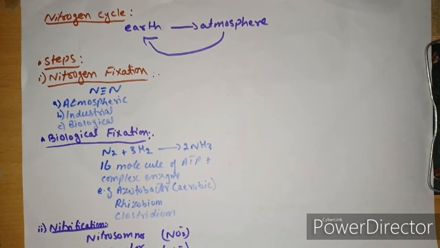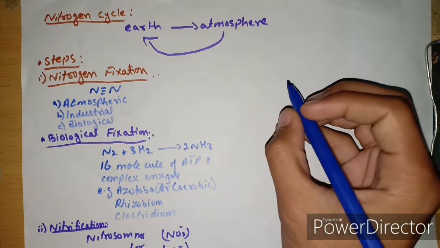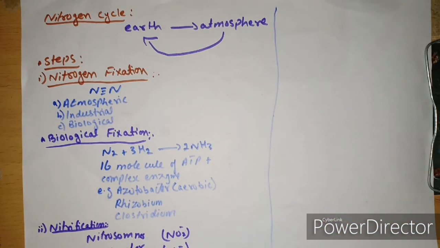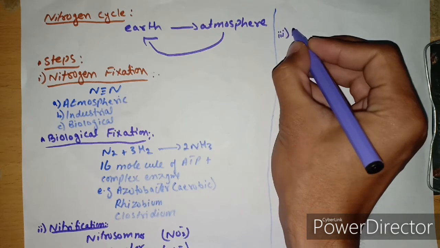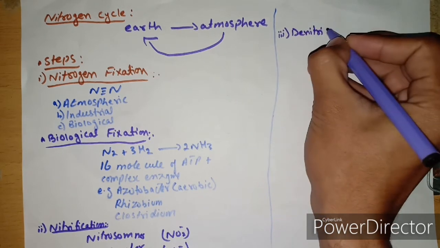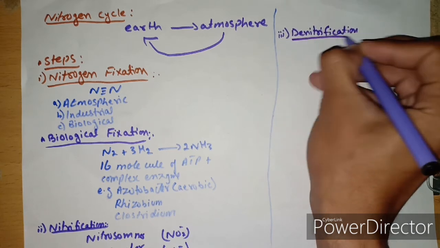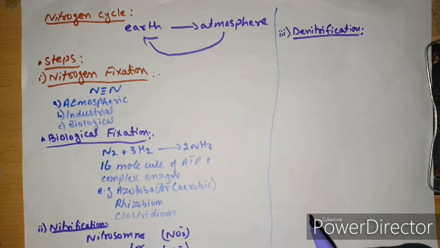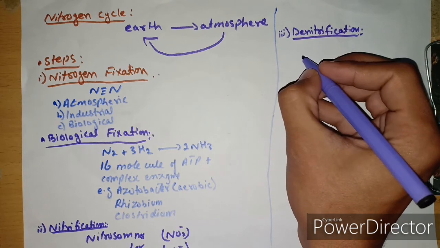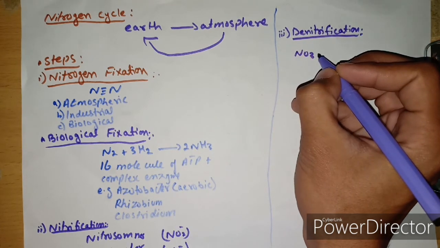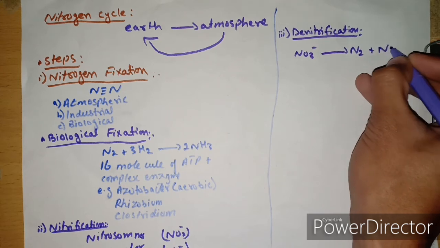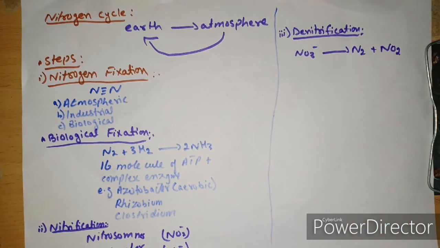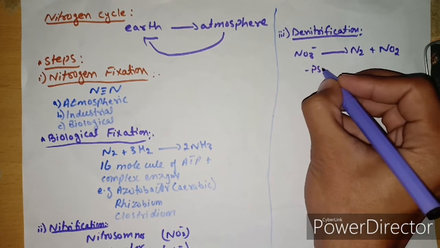Third step in this process is denitrification. This is a conversion of nitrates into primarily nitrogen gas and also nitrous oxide gas. In this process, NO3 ions, or we can say nitrate ion, is converted into nitrogen gas as well as nitrous oxide, and this process is carried out by another bacteria which is called Pseudomonas.